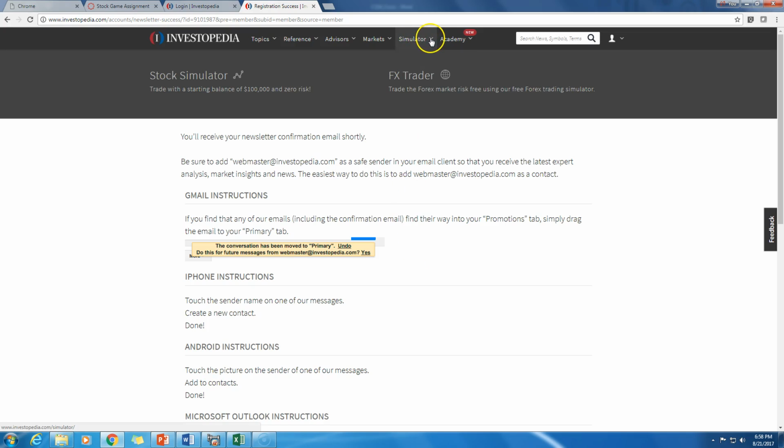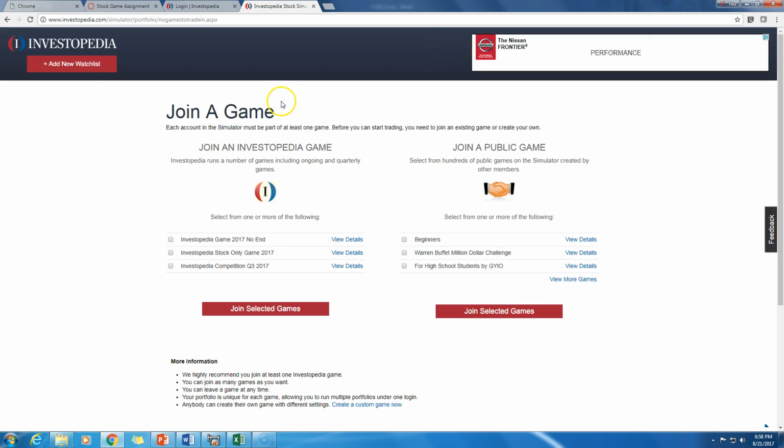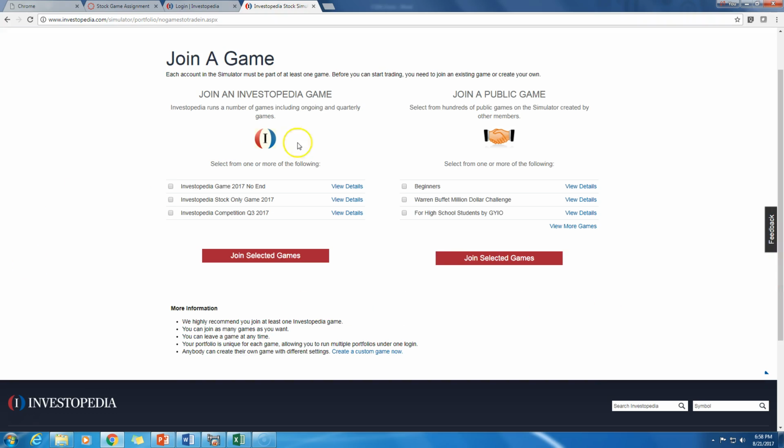What you want to click on now is the simulator, so that we can join a game. So we don't actually have a game. We don't want to join any of these games.